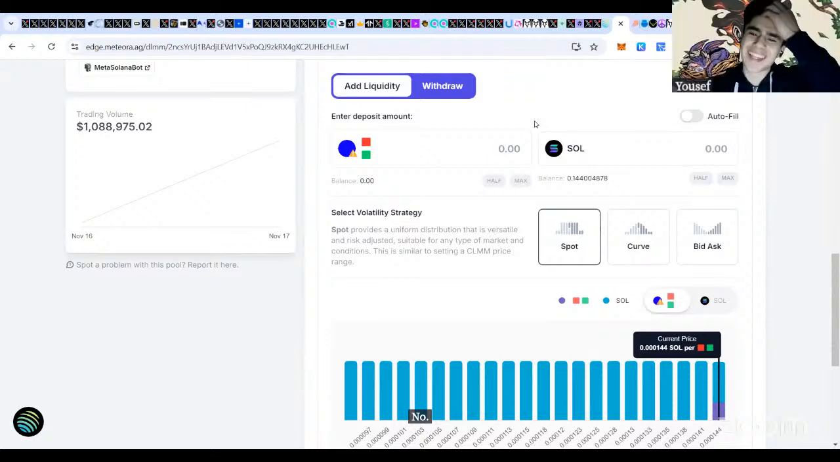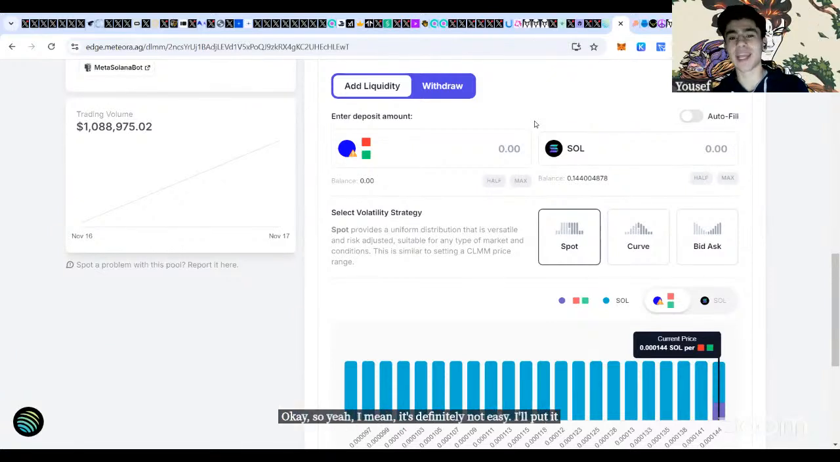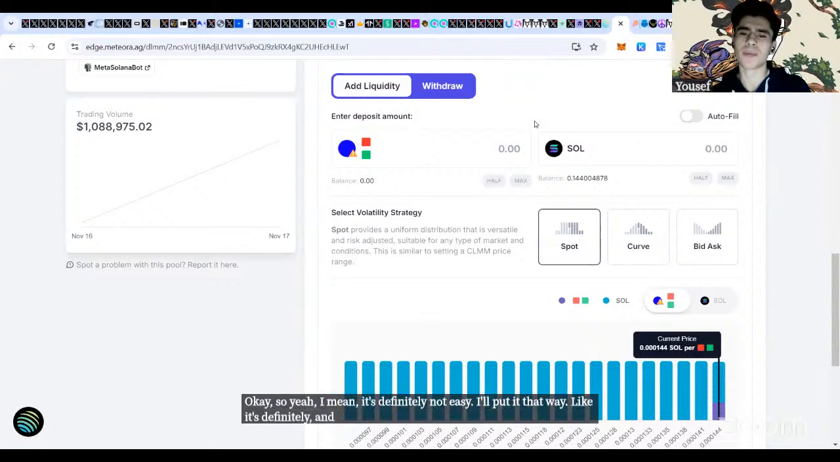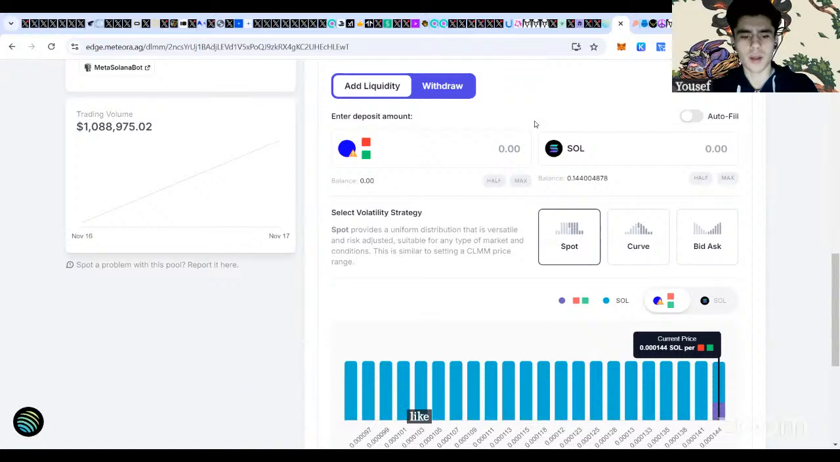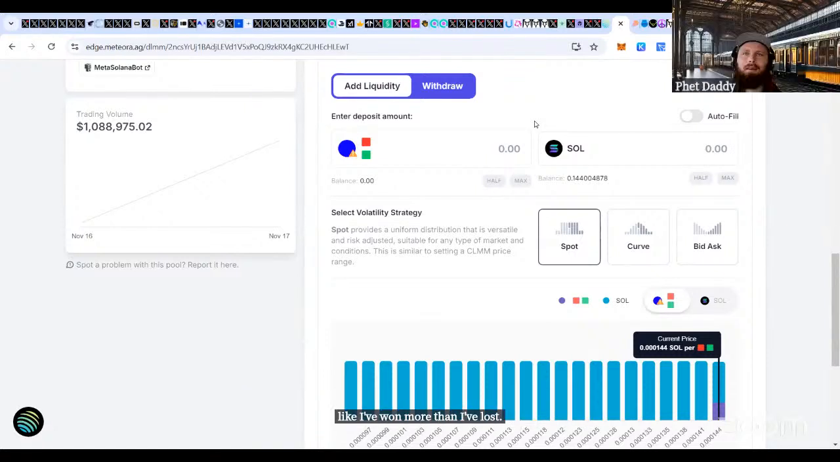I mean, it's definitely not easy, I'll put it that way. Sometimes you do lose as well. But I'm generally very conservative, so I've won more than I've lost. I think for me, the best is using a two-pronged approach in that I DLMM high volume coins for the most part, regardless of their narrative.